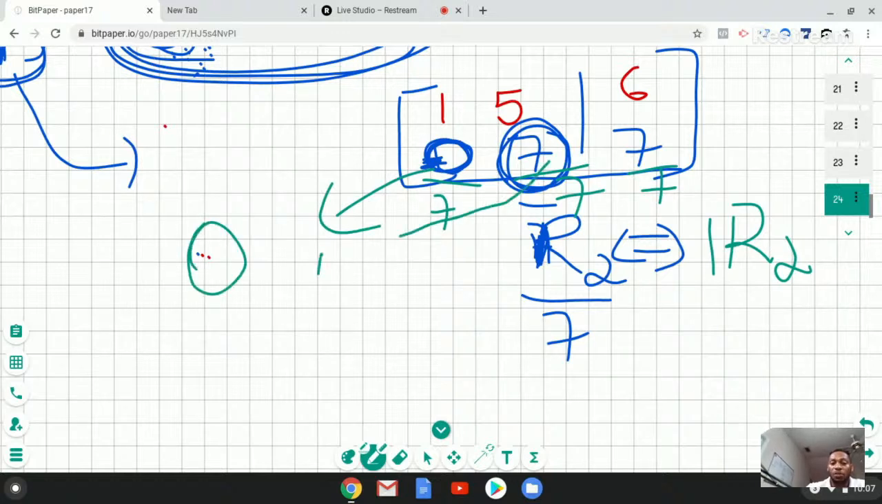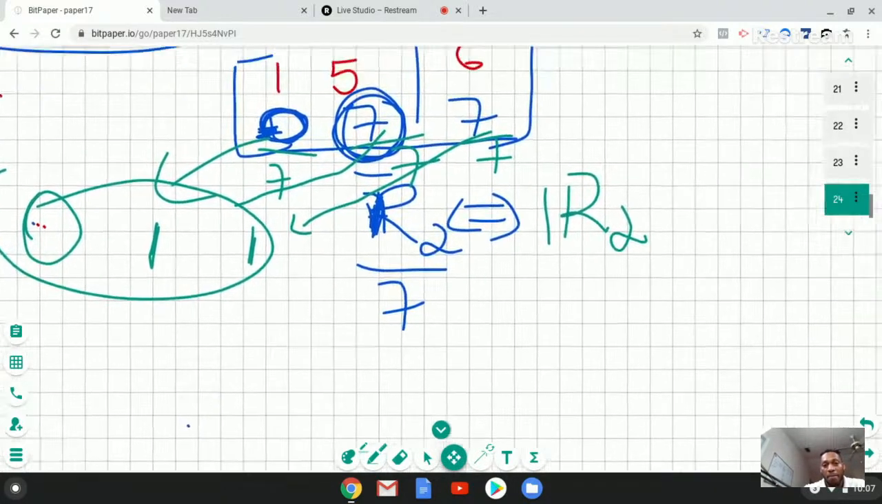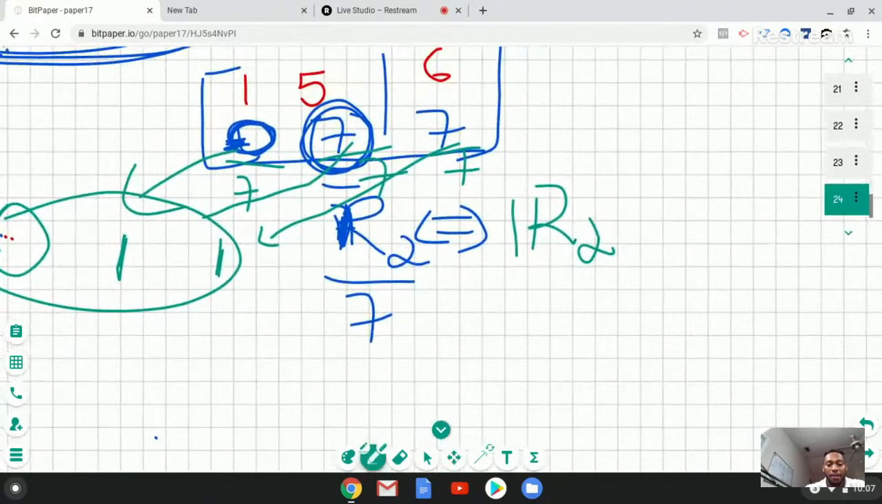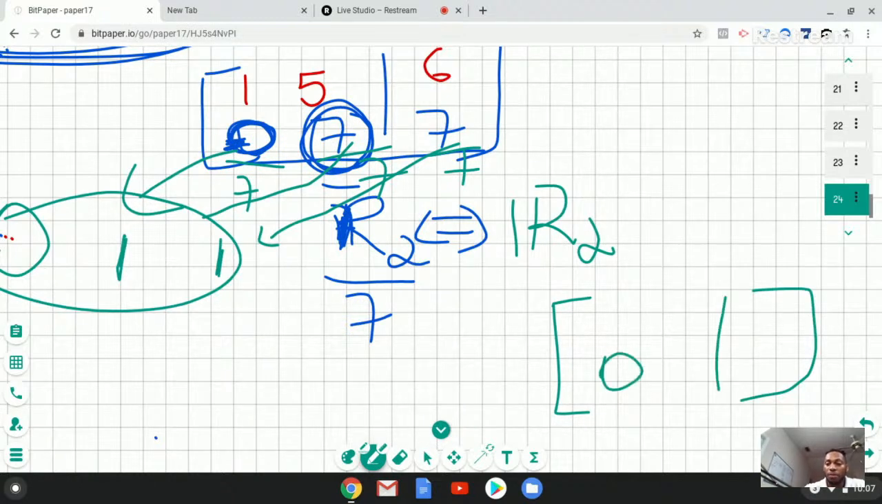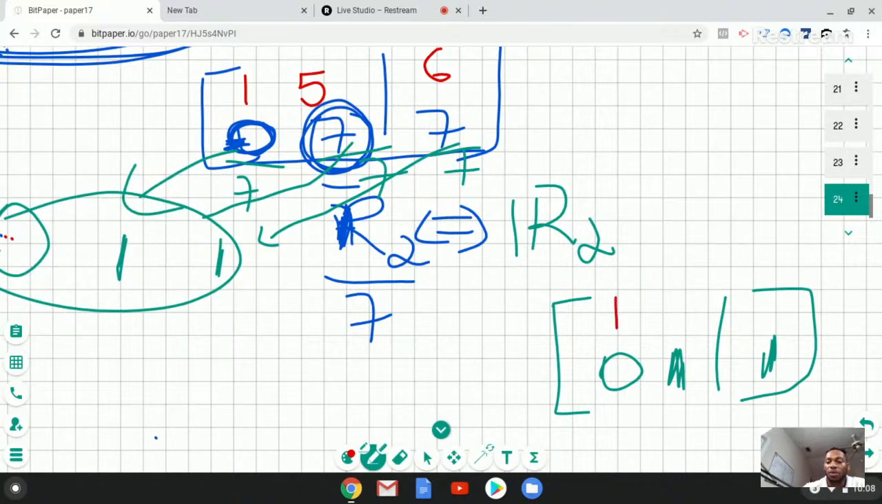7 divided by 7 is 1. 7 divided by 7 again is 1. So that's going to be my new row 2. So now my matrix looks like row 2: 0, 1, 1, right? 0, 1, 1. And then row 1 in red still remains 1, 5, 6. 1, 5, 6. Now, look, this is what we're shooting for.